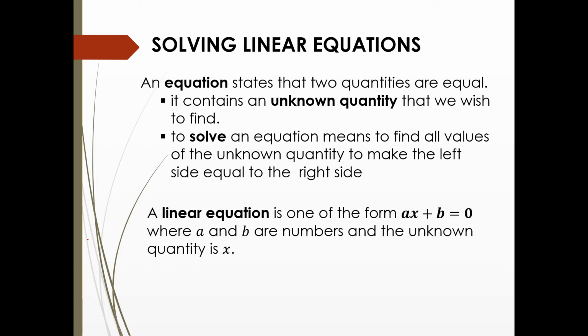So we will define what is a linear equation. When you say linear equation, it is of the form ax plus b equals 0, where a and b are numbers. It could be a fraction, it could be any number, positive, negative, and x is the unknown quantity. Now, we say linear because the highest power of x here is 1. That's why this is linear. So in this case, we need to find what will be the value of x so that this left side, ax plus b, will be equal to 0. That will be our goal.